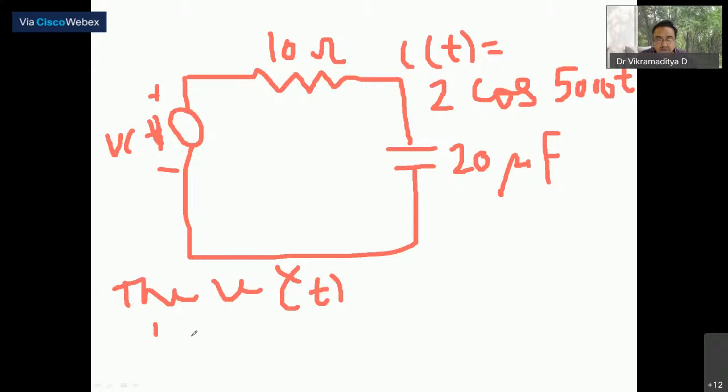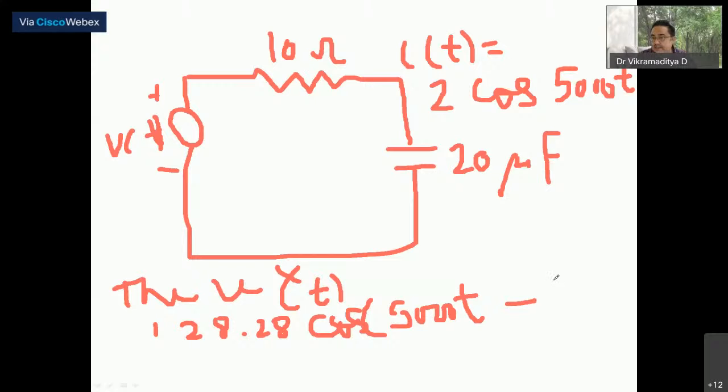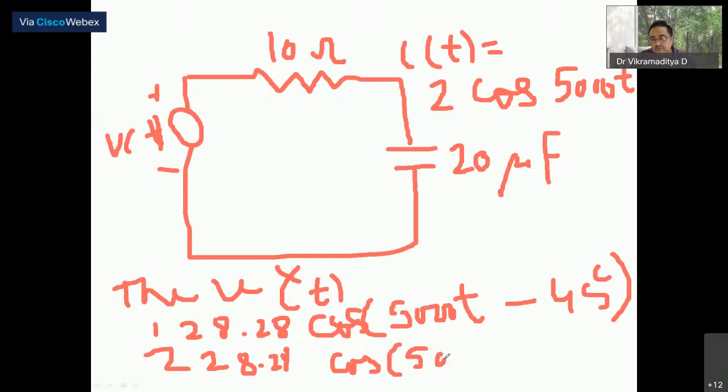The first answer is 28.28 cos(5000t − 45°) volt. The second option is again 28.28 cos(5000t + 45°).